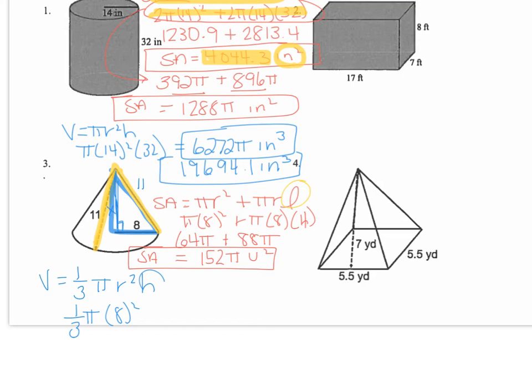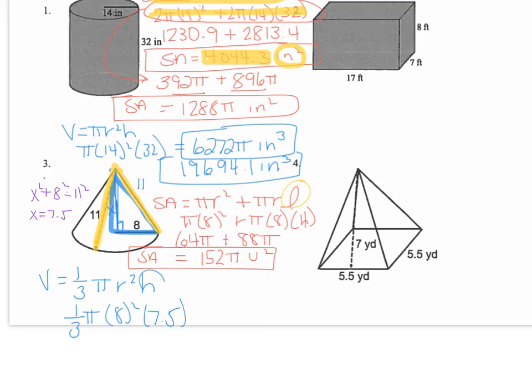So how do I find the height? Oh great, I now have to do more work and do the Pythagorean theorem. So x squared plus 8 squared equals 11 squared. So 121 minus 64, and then square root that, I get x equals 7.5. So my height is 7.5.